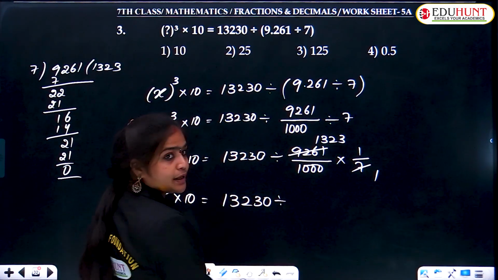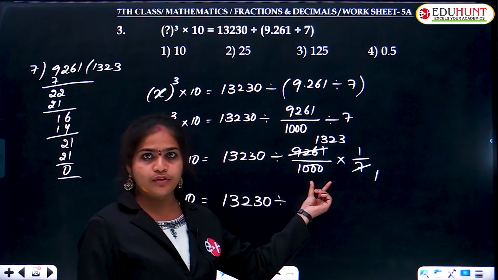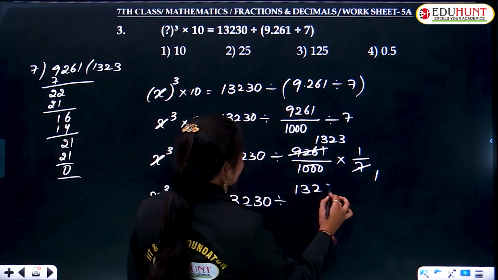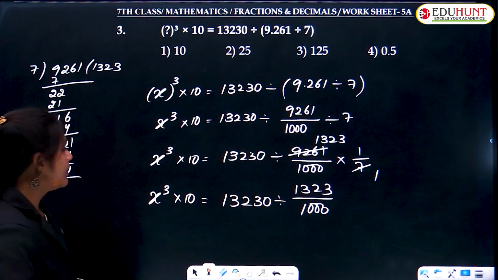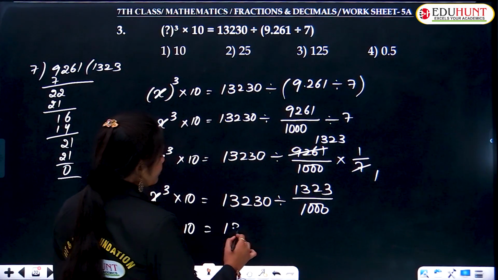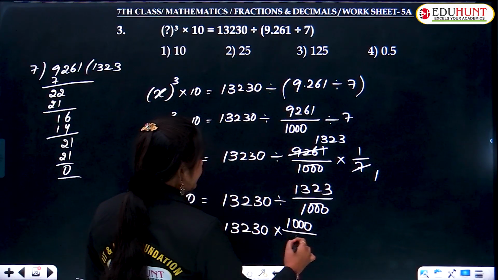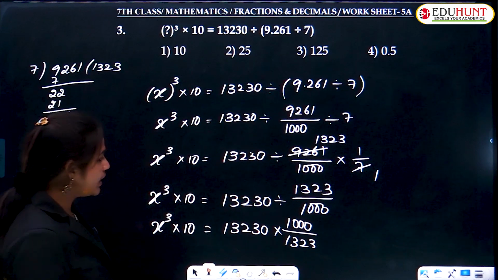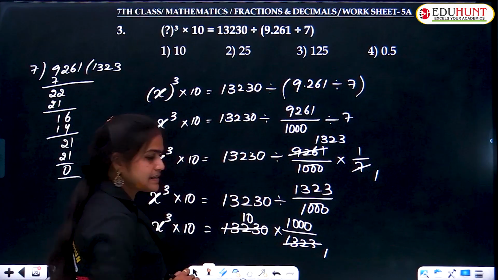13,230 divided by 1323 by 1000. It's a reciprocal, so you will get 1323 by 1000. Understood? Now here x cube into 10 is equal to 13,230 into 1000 by 1323. Okay. Now here 1323 ones, 1323 tens.